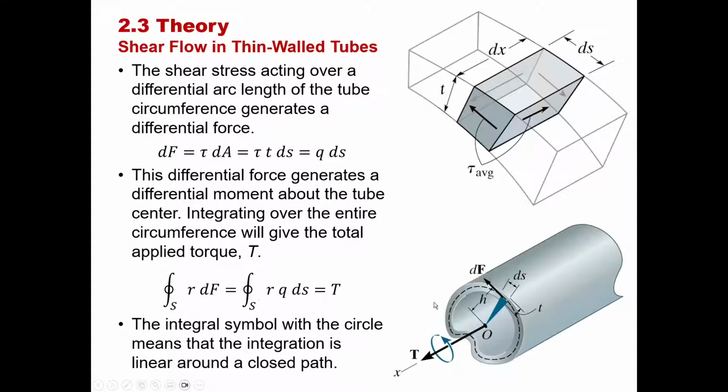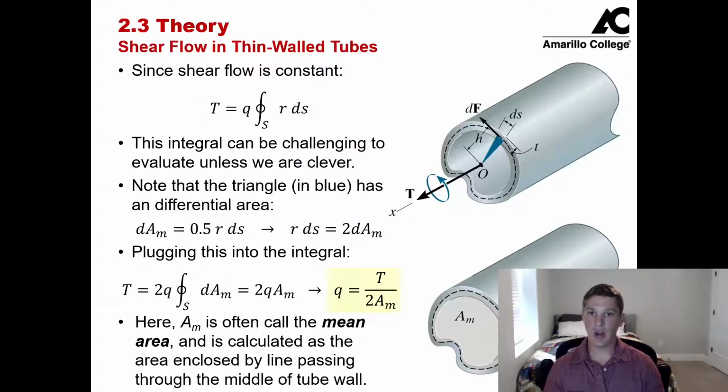So once again, integrating around a closed linear path all the way around the circumference of the tube, the radius times the shear flow is going to give us our externally applied torque. Next, we said one of our major assumptions when dealing with thin wall tubes is that the shear flow is constant around the circumference of this tube. Since the shear flow is constant, we can pull it out front of the integral, and we're left with the externally applied torque equal to the shear flow times this circumferential integral of the radius around the circumference of the tube.